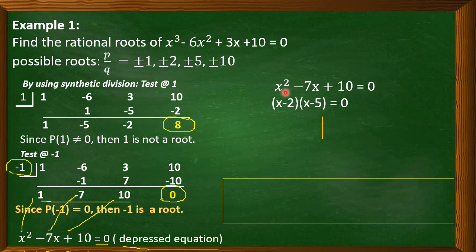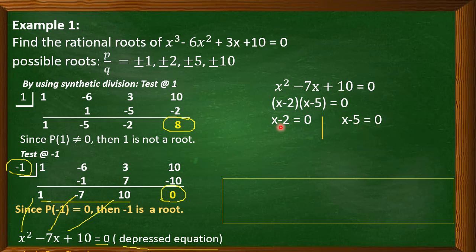So of course, factors of x squared are x and x. Factors of 10 are negative 2 and negative 5, but their sum is negative 7. Next, equate its factors with 0. So we have here x minus 2 is equal to 0, and the other one is x minus 5 is equal to 0.